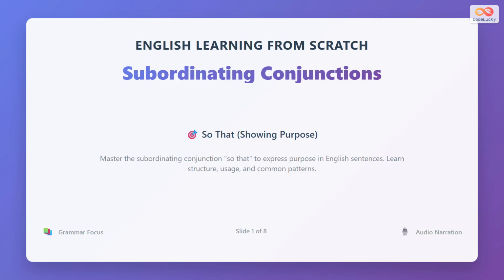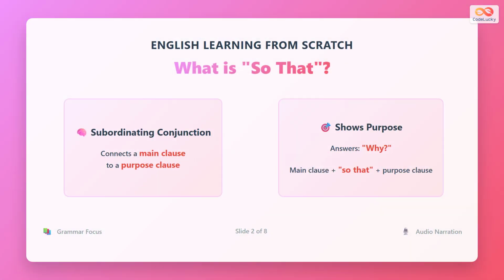Today we learn about subordinating conjunctions, specifically so that, which shows purpose in sentences. So that connects the main action to the reason why it happens. This helps explain why we do things in clear English sentences. So that is a subordinating conjunction.